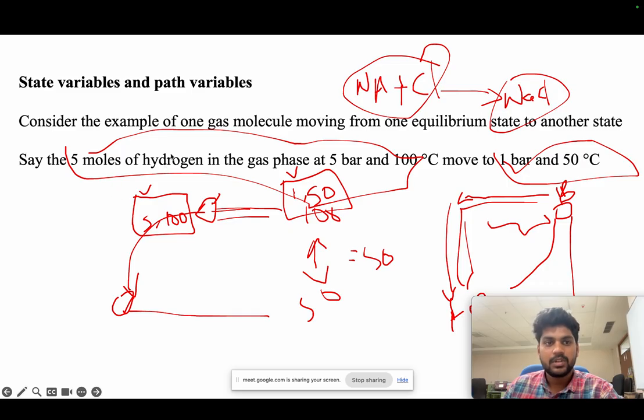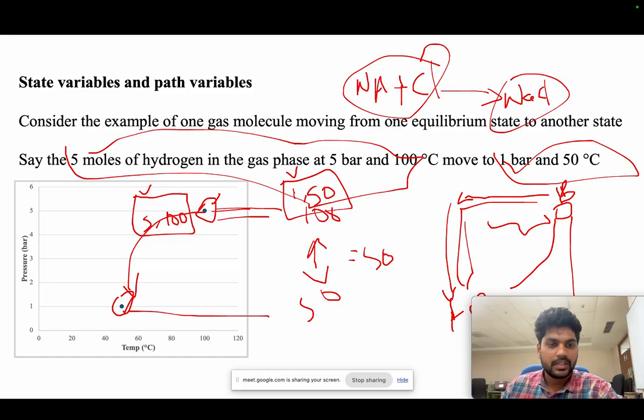In the state variables, we focus only on the starting point and end point. Suppose I am moving from point A to point B, I will focus on the values of the thermodynamic properties at point A and at point B. I will take the values of these two and then calculate. If I go through the path variables, I will take how I went from A to B, whether I followed an isothermal process, an adiabatic process, or which process I have followed. I will explain that further in the next video also.